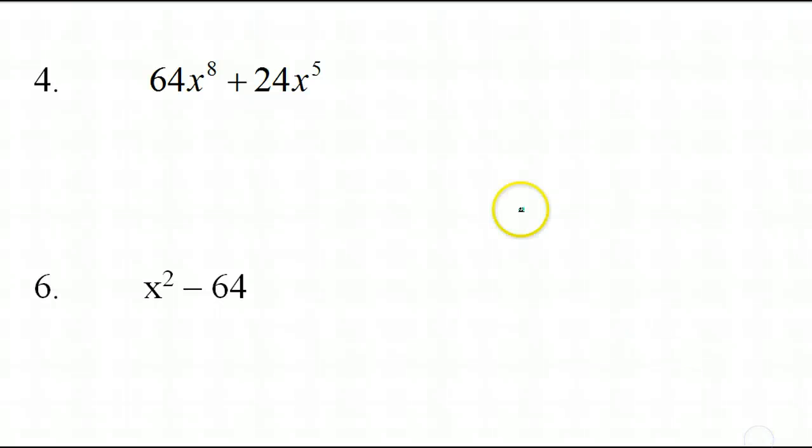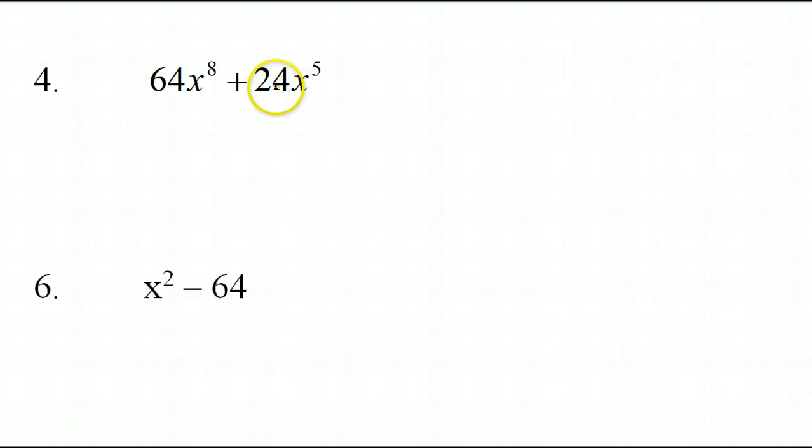Let's look at number 4. Again, we have to be careful to look for the greatest common factor. Number 4 can be a little bit tricky because both of these numbers have a lot of factors. Start with the smaller number, 24. Start to ask yourself, what are all the things you can think of that divide evenly into 24?